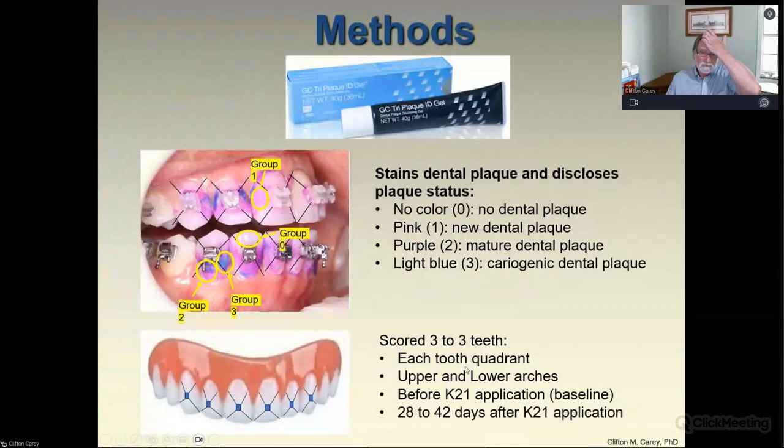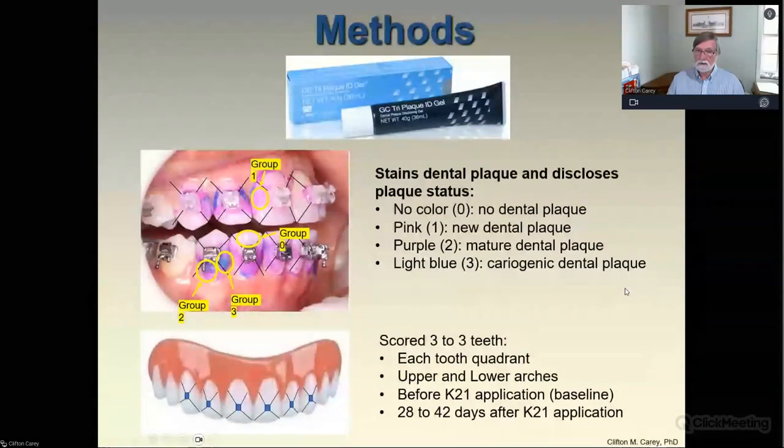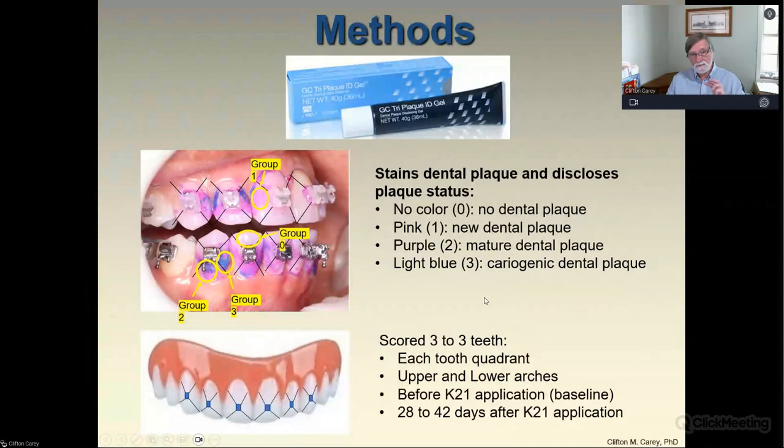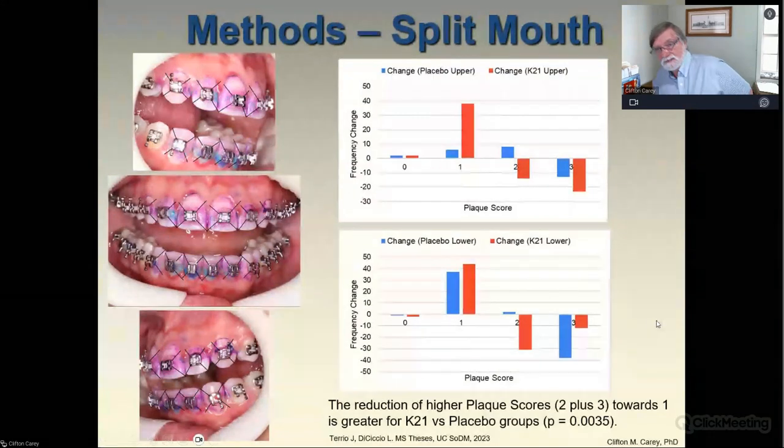And what we did with those people was we scored their teeth 3 to 3, and each quadrant, both upper and lower, were randomly chosen to receive the K21 painted onto those three teeth versus the solvent that the K21 is in on the opposite side of the arch. And so all four arches were treated, and each person was their own control again because of split mouth, because the K21, once it's dried, doesn't diffuse away from the teeth. And so our outcome is really nice.